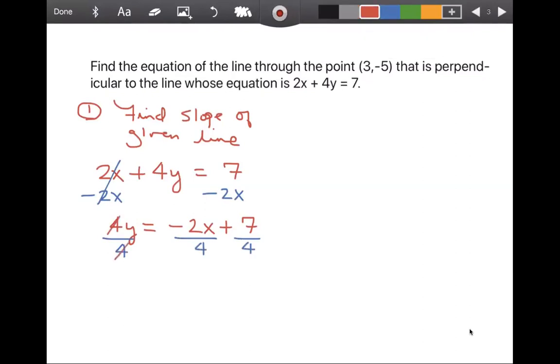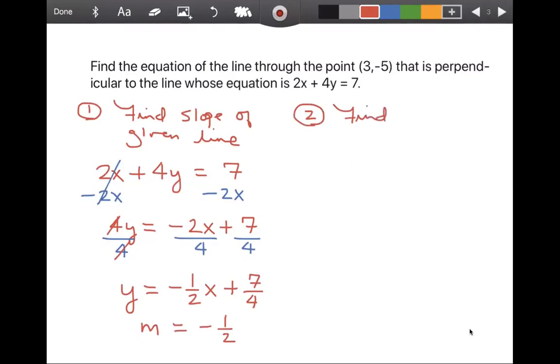And that gives me y equals -2 over 4, aka -1/2 x plus 7/4. Now, the only important thing here for this problem is that the slope of the given line is -1/2. All right, so that brings us to big step number 2, which is to find the equation of the new line.